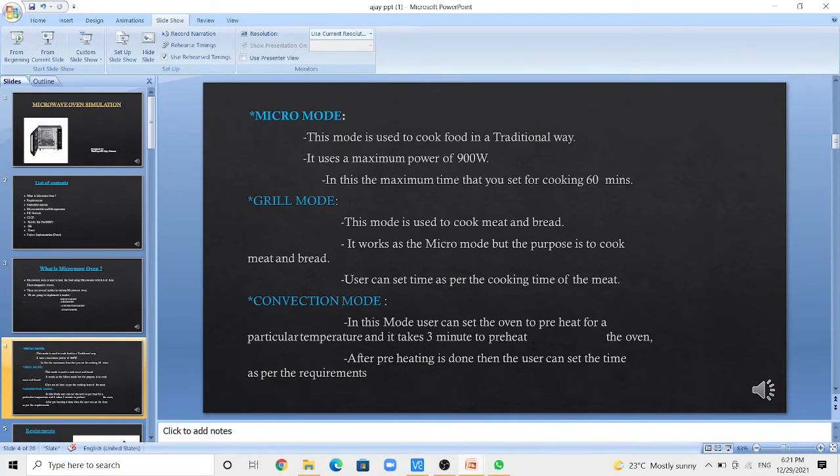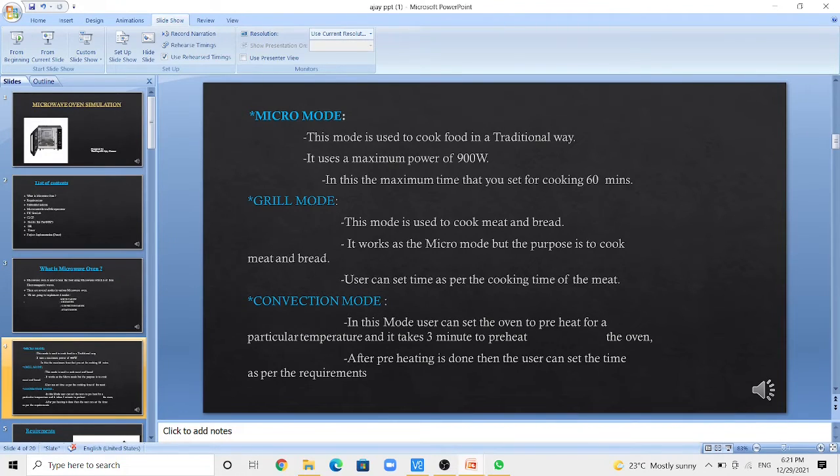In the conventional mode, the user can set the oven here. We can also set the oven to preheat. Here the preheating time is there. In this conventional mode, the user can set the preheat time for a particular temperature, and it takes 3 minutes to preheat.